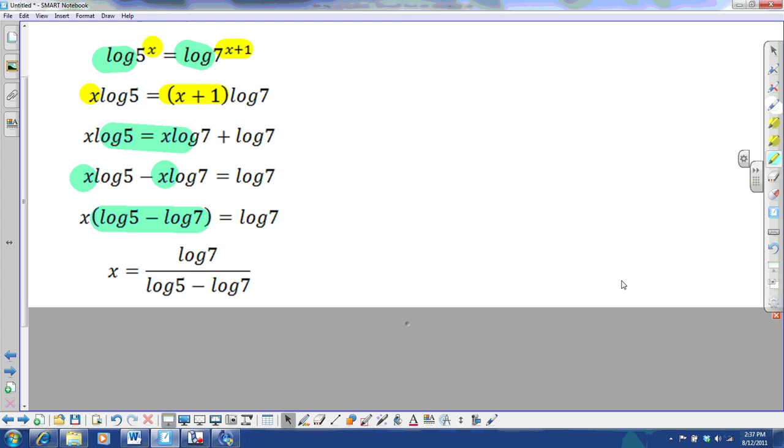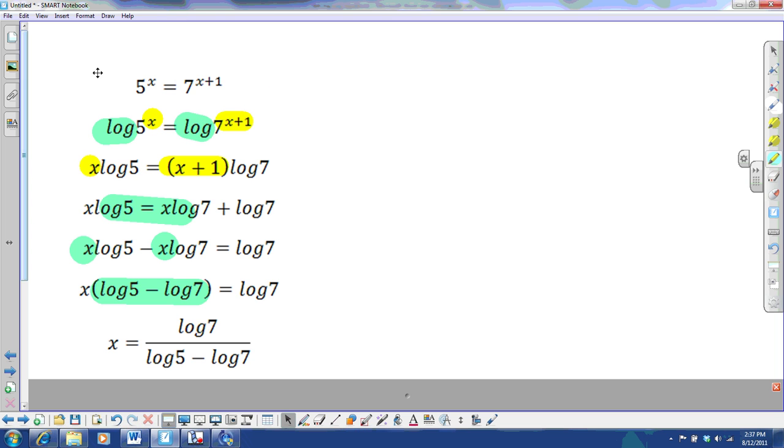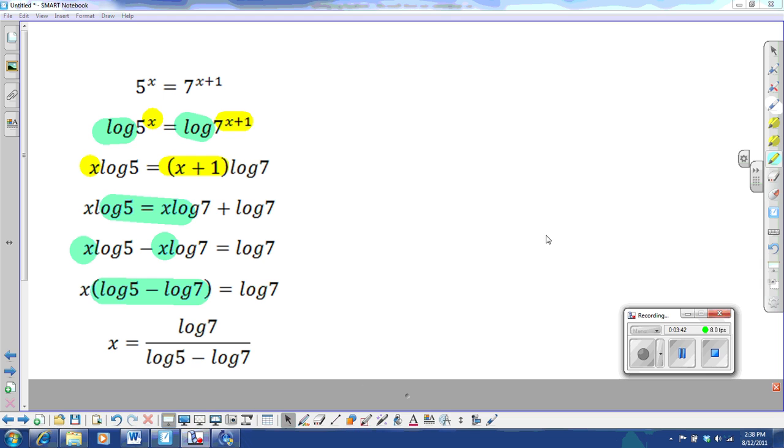You really need to make sure that you practice this process and that you understand how this works, because you can't solve log equations in this form using the method that you were using for the other problems.